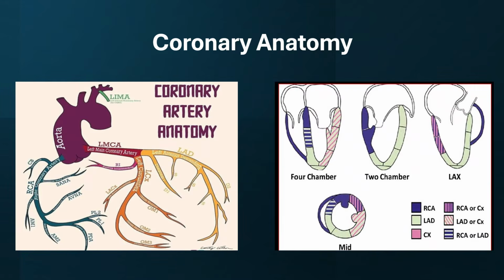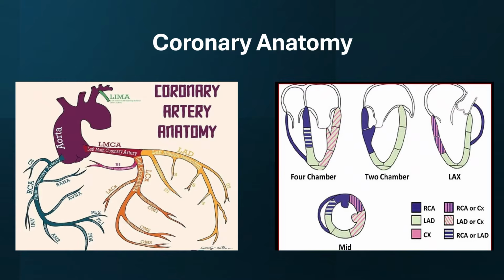Next, we look at the long axis view. We see that anteroseptal wall is supplied by the LAD, and inferior lateral wall is either supplied by the RCA or circumflex. And in the mid-papillary level, you see that the RV and this level is supplied by the RCA. Inferior wall is typically supplied by the RCA as well. Then you see that anterior wall and anterior septal wall are supplied by the LAD.